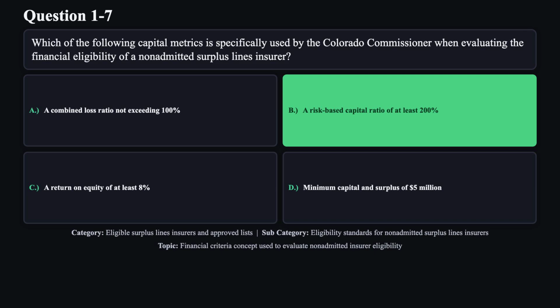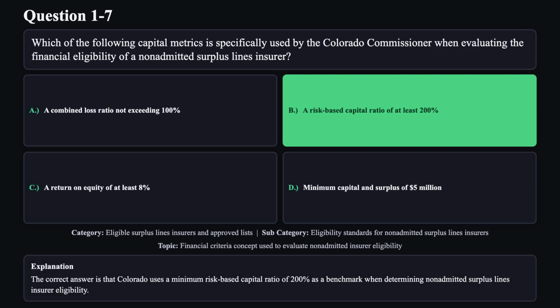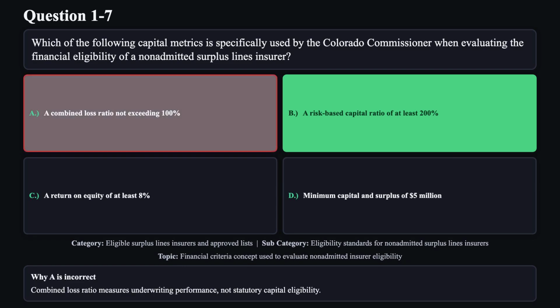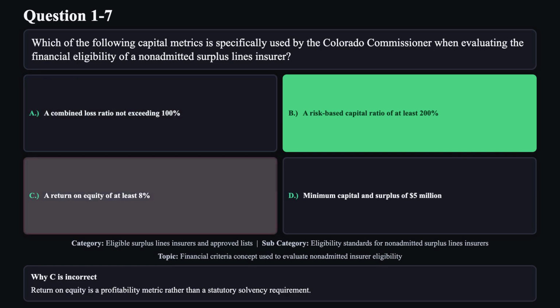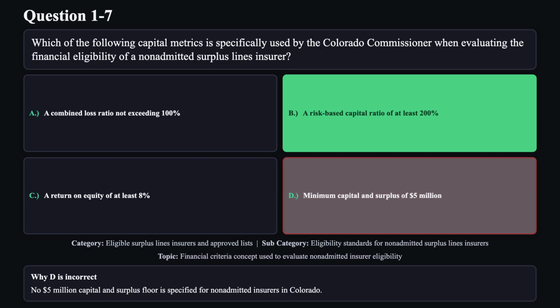The correct answer is B. Colorado uses a minimum risk-based capital ratio of 200% as a benchmark when determining non-admitted surplus lines insurer eligibility. Reason A is not correct. Combined loss ratio measures underwriting performance, not statutory capital eligibility. Reason C is not correct. Return on equity is a profitability metric rather than a statutory solvency requirement. Reason D is not correct. No $5 million capital and surplus floor is specified for non-admitted insurers in Colorado.